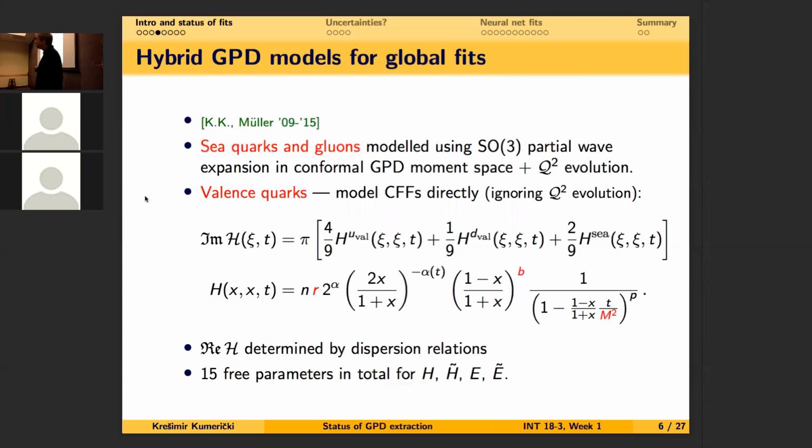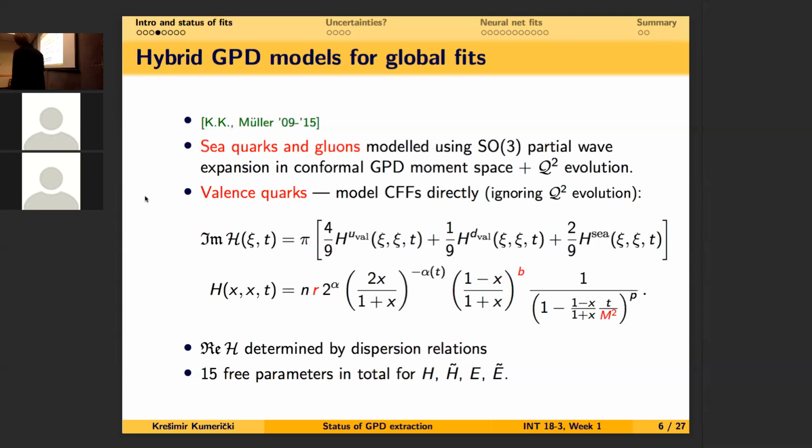The model that we use over the years is a collaboration with Dieter Müller. It is a hybrid model where you describe sea quarks in a conformal moment space. I will not describe this in detail. We use a partial wave expansion and proper Q-squared evolution, and this is how we describe sea quarks and gluons. This is especially important for fits to the HERA collider data, where they are sensitive to these partons.